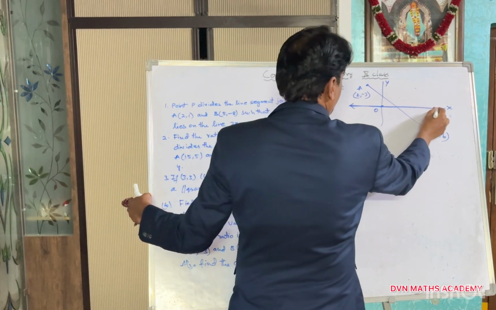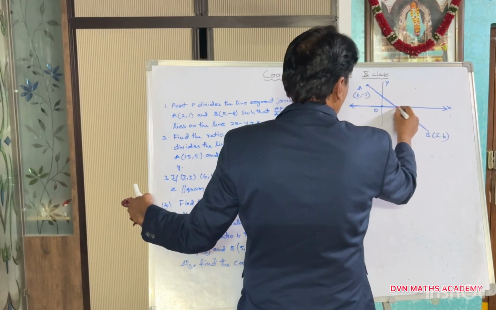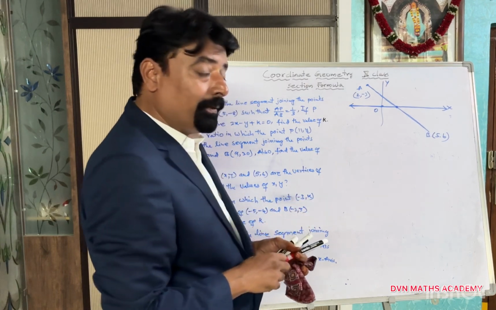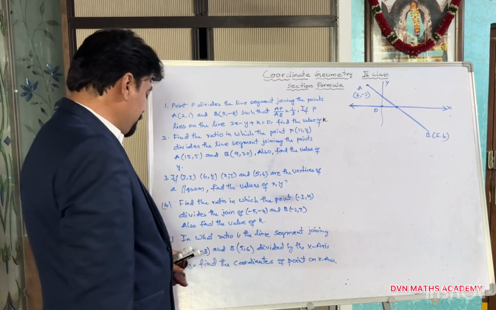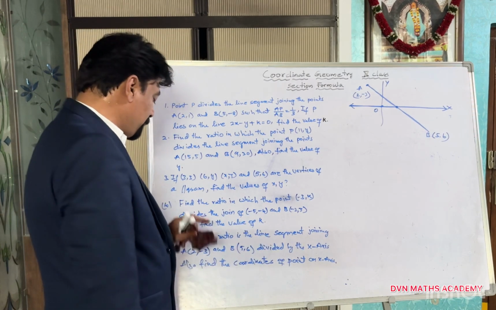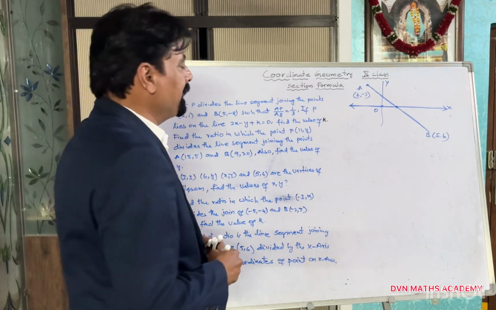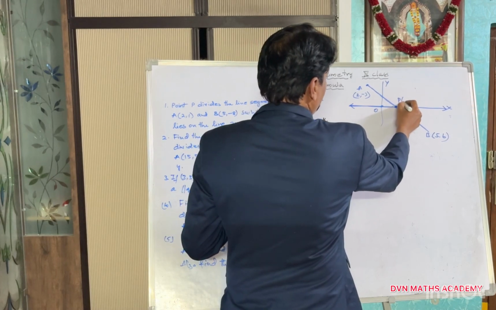So this line is divided by the x-axis. Here you need to concentrate. Sometimes this line segment will be divided by the y-axis also. But according to my question, in what ratio is the line segment joining these 2 points divided by the x-axis? Also find the coordinates of the point on the x-axis. For example, this is a point on the x-axis. You say this point is P.